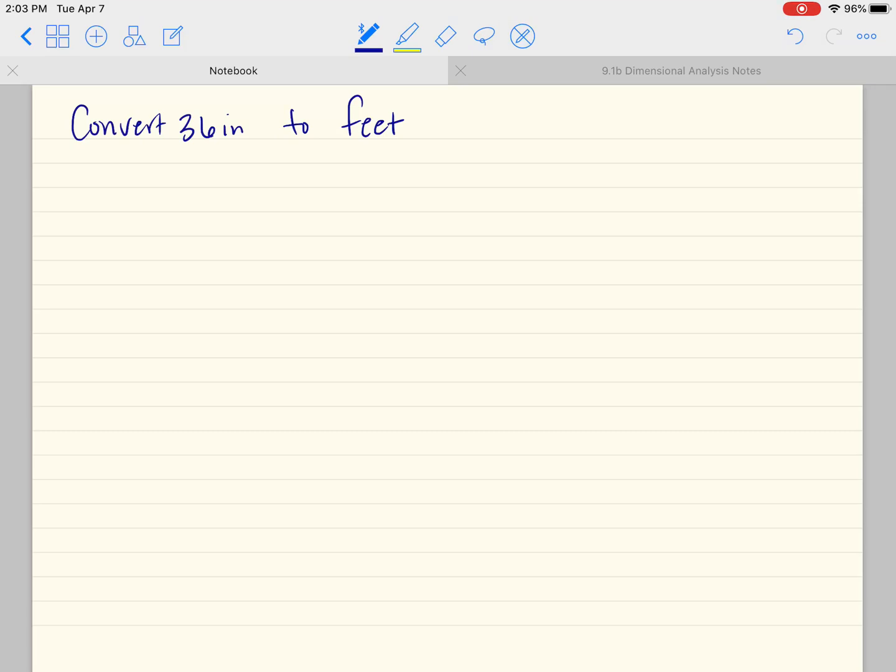I'm going to start with something that we know. If I said to take 36 inches and convert that 36 inches to feet, I'm hoping that we know how to do this. So when we're working here, I'm hoping we know how to convert 36 inches to feet, because we know that 1 foot has 12 inches, right?